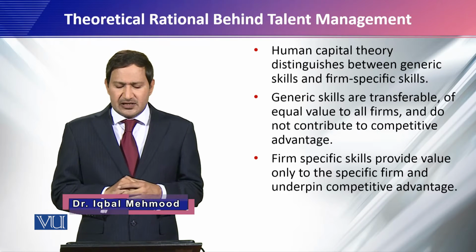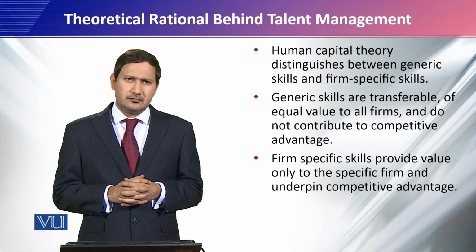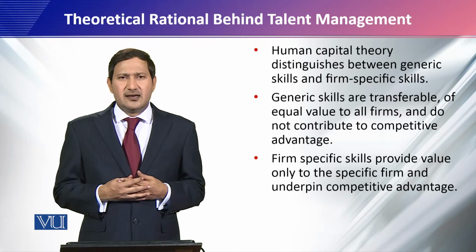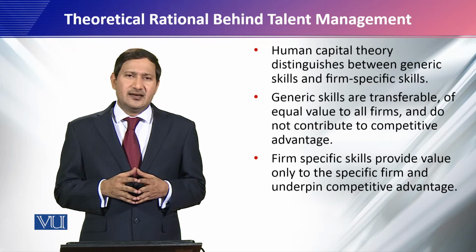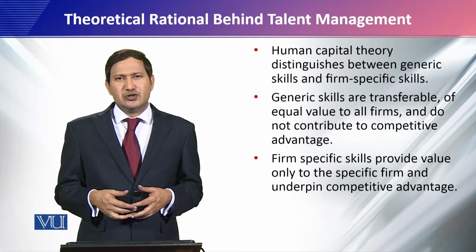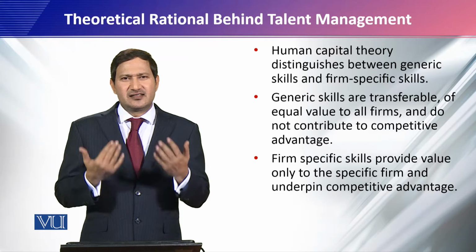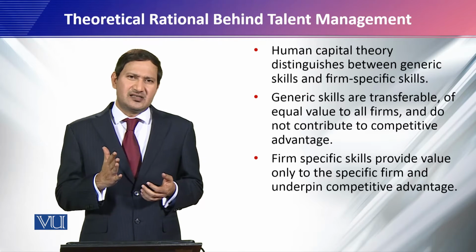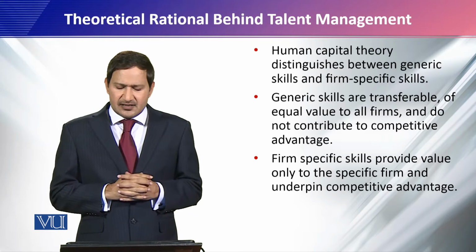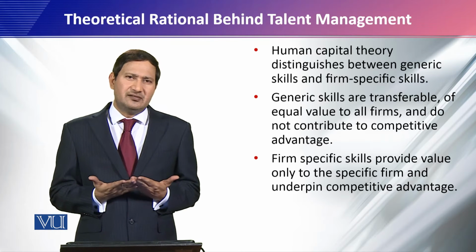So, human capital theory distinguishes between generic skills and firm specific skills. When we say generic, we are talking about something common, which is available to everybody and which is not specific. For example, after completing business degrees, usually students acquire, unfortunately, generic skills rather than any kind of specific skills which you particularly have but not others. So generic skills are transferable, of equal value to all firms, and do not contribute to competitive advantage.